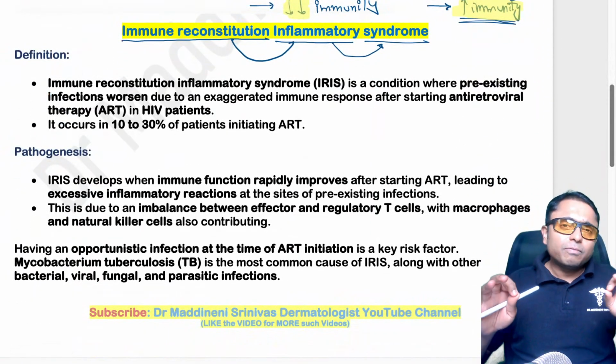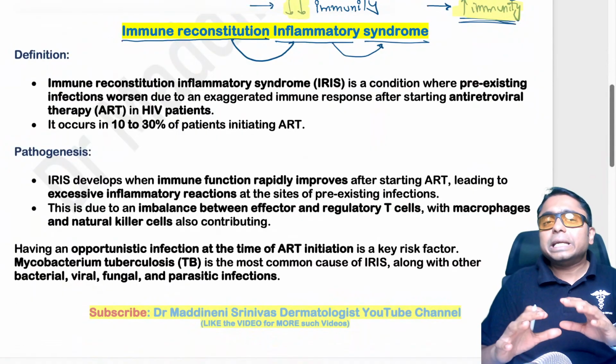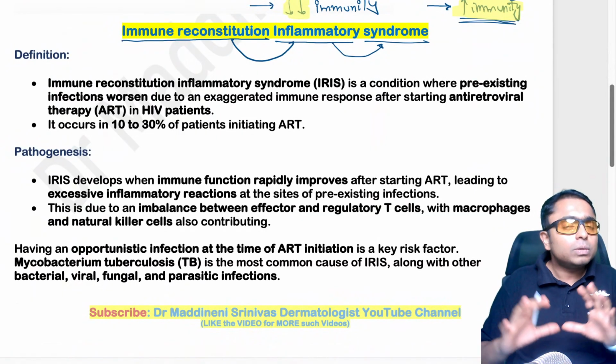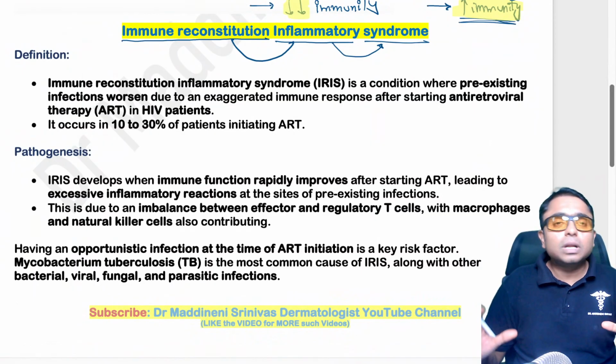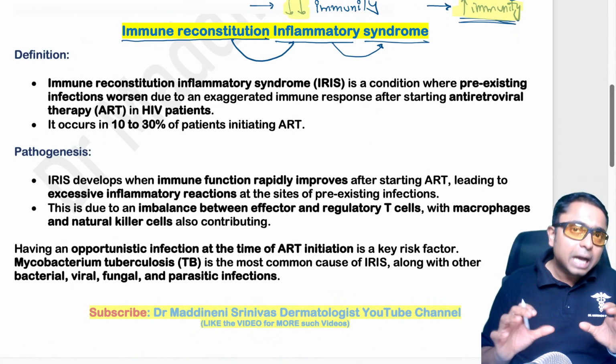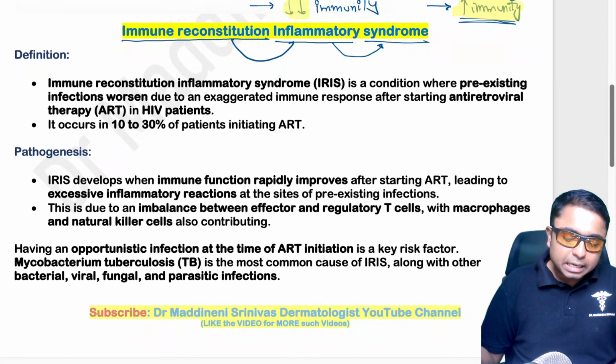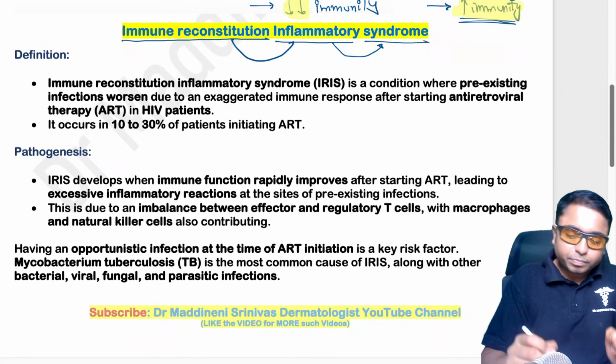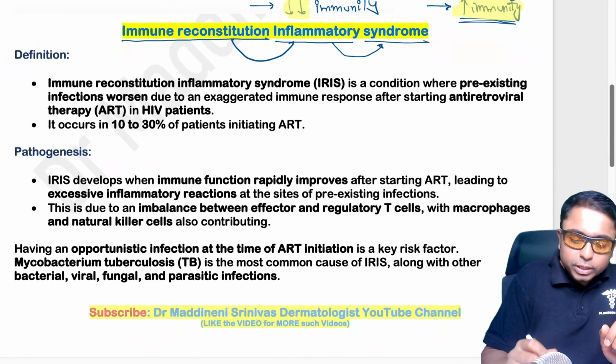With this, I am very sure that you can easily write down whatever topic I am going to tell you now. Already you have understood the simple funda behind IRIS. Now you will very easily understand the definition, pathogenesis, clinical features and the treatment part. So now let us look at the actual definition.